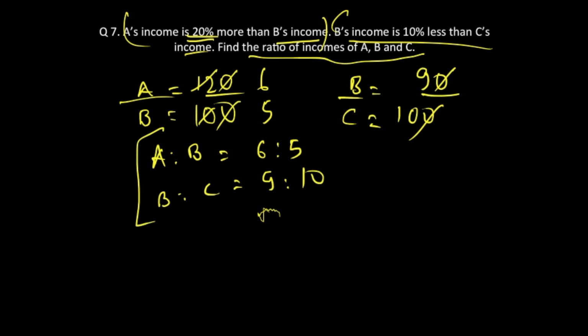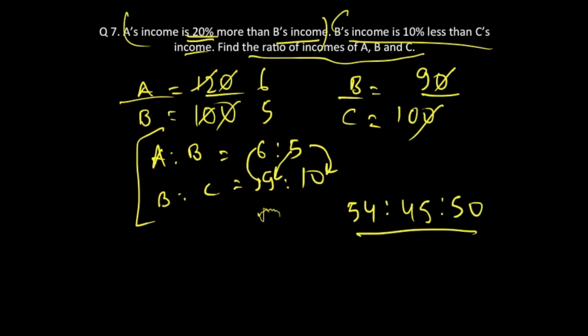Again, you are supposed to combine the ratios. How will you do that? You will multiply these first terms, then the cross between second term and the first term, and then a multiplication of the last two terms. So 6 times 9 is 54, is to 5 times 9 is 45, and then 5 into 10 is 50. So this becomes the ratio of the incomes of A, B and C. That is A is to B is to C. And this is how you solve these questions. Let's have a look at the next one.